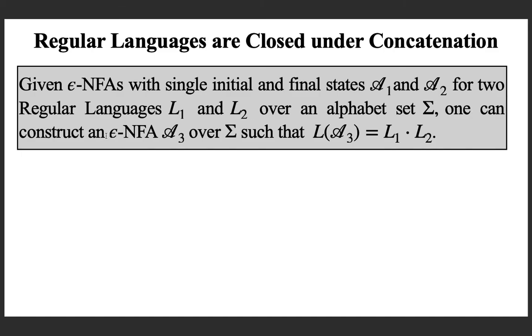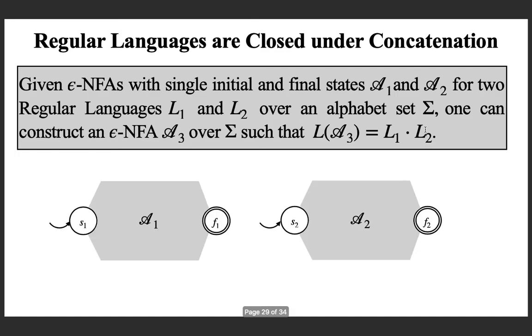Then you can construct a third epsilon NFA, over the same alphabet, such that the constructed NFA gives you the concatenation of the languages L1 and L2. Suppose you are given these two. So L1 is regular, then we can assume that there exists an epsilon NFA, say A1, with a single initial state and a single final state. Similarly for L2 you have A2.